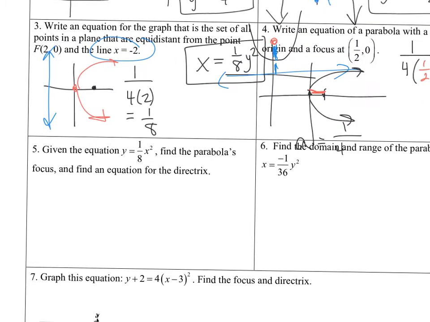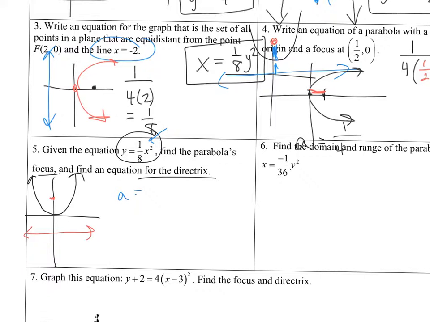Okay, number 5. Given the equation y equals 1/8 x squared, find the parabola's focus and find an equation for the directrix. So let's just draw a sketch of this here. If we know it's y equals, it's going to be going up and down, and this is positive. The vertex is at (0, 0), so it looks like this. So my focus has to be on the inside, and my directrix is my horizontal line on the other side of the vertex. So this time I know that A is equal to 1/8.